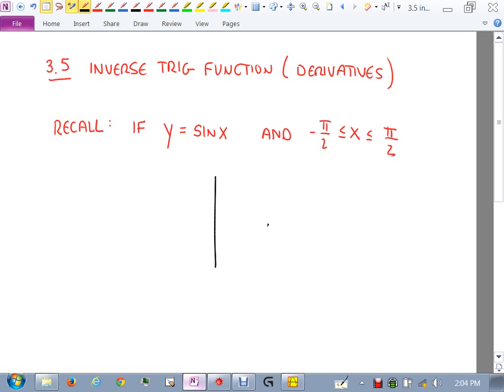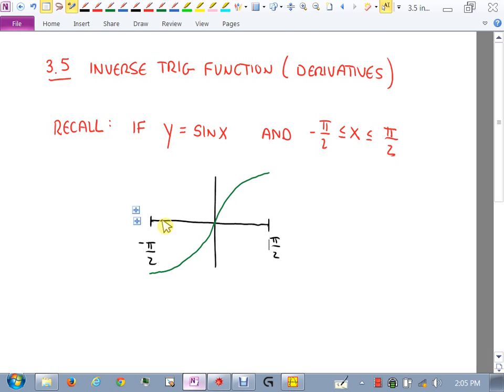It looks like this. Pi over 2, negative pi over 2. That's what the sine function looks like restricted on that domain. And the reason why we restrict it like this is because we want to define the inverse trig function, the inverse sine. So we go ahead and do that, and we say, okay, by cutting it here, it passes the vertical and horizontal line test, which are the two conditions you need for a function to have an inverse. So that's why we restricted it.